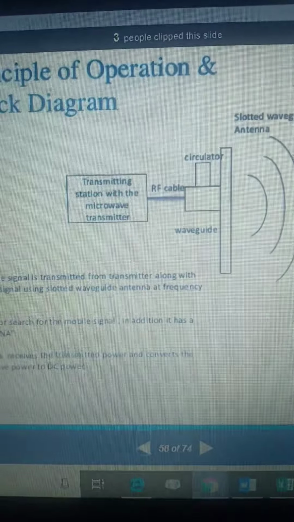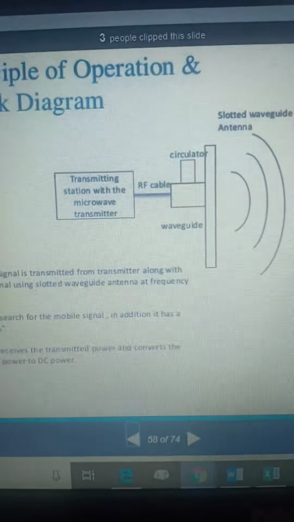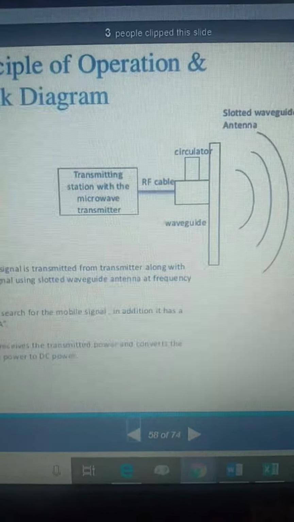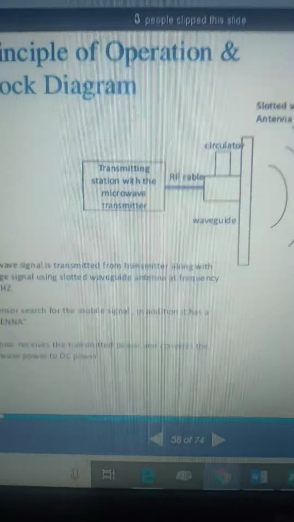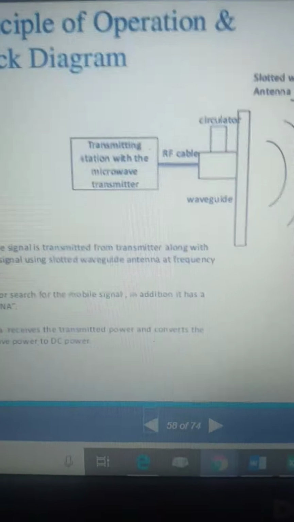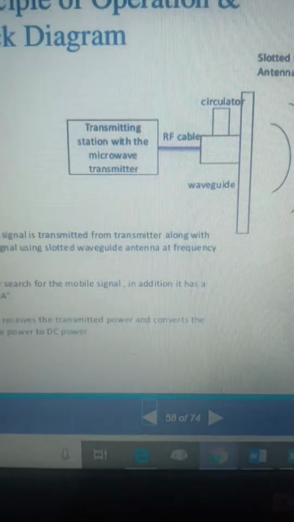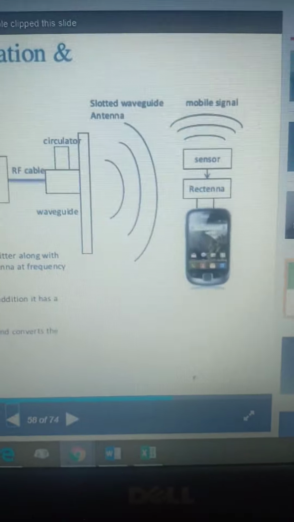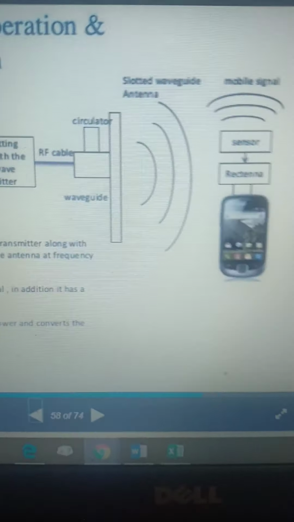The microwaves are transmitted. A microwave generator is used in this transmitter. Normally we use a klystron or magnetron as microwave generators. Here in this circuit they have chosen a magnetron as the microwave generator. The antenna for transmitting microwaves is a slotted waveguide antenna. At the receiver side in the mobile phone, a sensor and a rectenna are used. Let us see each in detail.